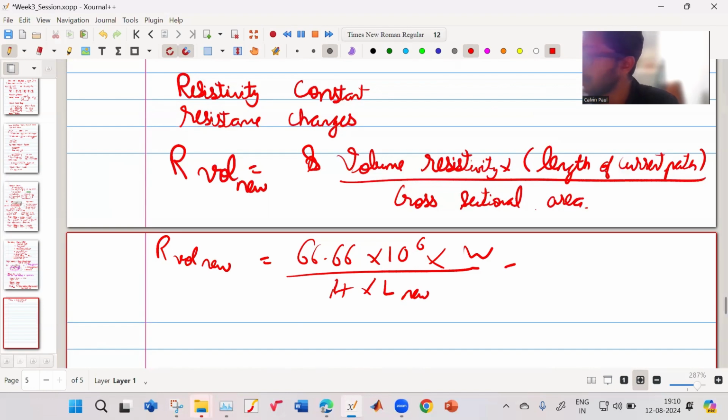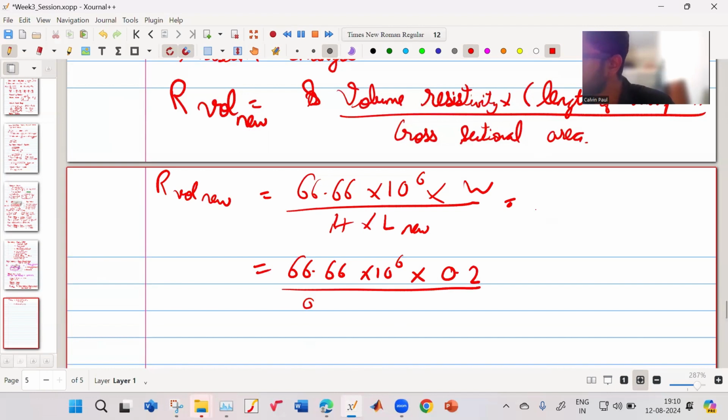Okay. So this is equal to 66.66 into 10 to power 6, into your W, I think, is 0.2, divided by your H, which is 0.1, and your L, which has become 1.6. Okay. So how much is this?